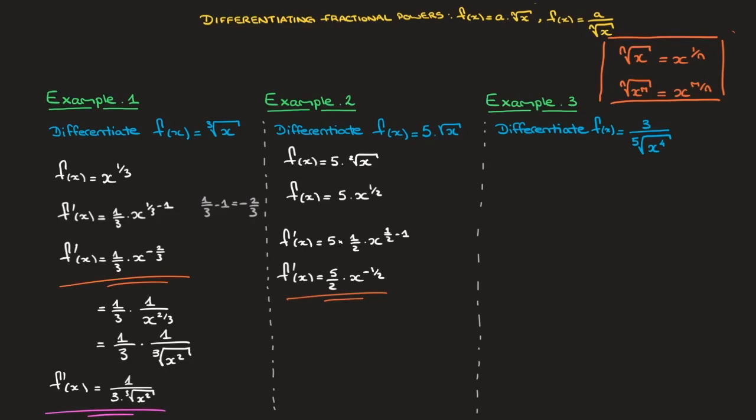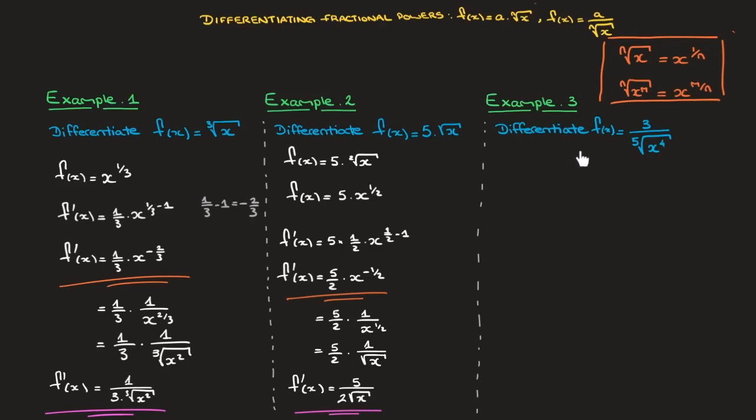final answer in terms of the root. In other words, we could go ahead and state that this is equal to 5 over 2 times 1 over x raised to the power of a half, and since x to the power of a half is equal to the square root of x, this becomes 5 over 2 times 1 over the square root of x. Finally, multiplying these two fractions together, we can state that the derivative f dash of x is equal to 5 over 2 times the square root of x. And that's the answer.